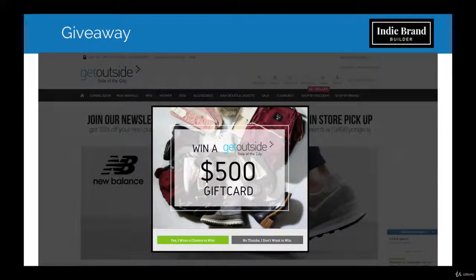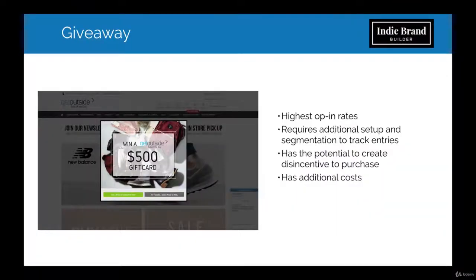And finally, we have the giveaway offer. In this case, we're looking at the opportunity to win a $500 gift card to spend with this shoe retailer. This is an offer that we have used quite successfully at So Young, and in our experience, it has had by far the highest opt-in rates. It does require additional setup and segmentation to track the entries because you need to keep them separate, at least inside of your list. You need to make sure you've created a group that tracks those entries specifically.